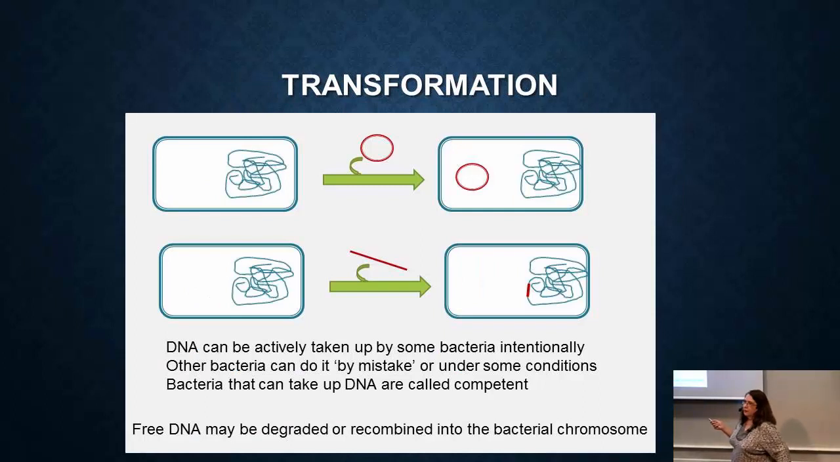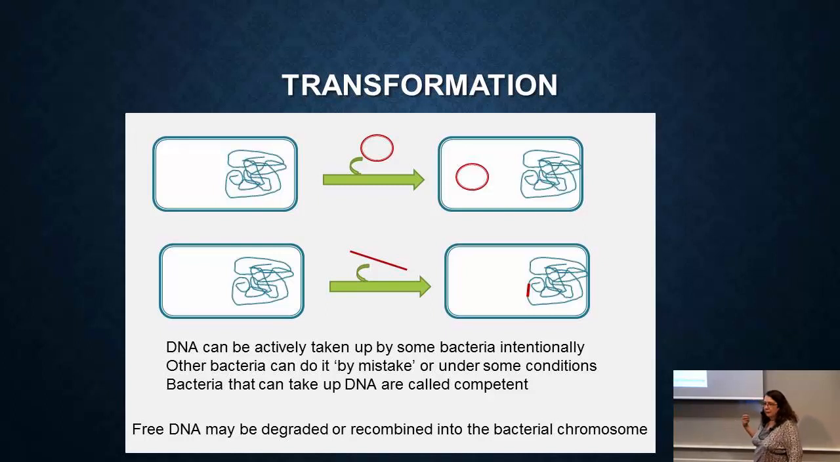So transformation is when you have a piece of DNA, and it can be a circle or a linear piece of DNA. Some cells actively take up DNA from their environment, and they either keep it as a circle, as a plasmid, or they recombine or integrate it into the chromosome.